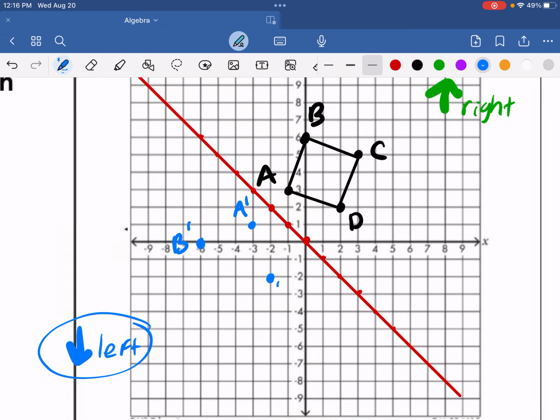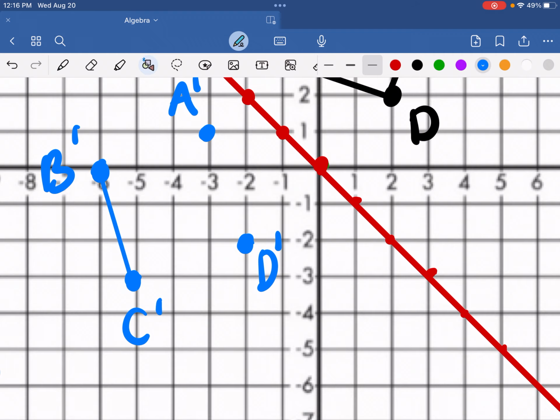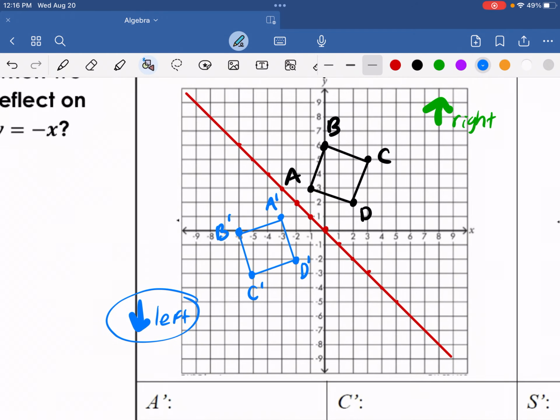And C, I'm going to go down. So this is 5. And another 3 is 8. So now I'm going to go 8 to the other side. And it'd be here. Okay, connect your points. Notice how B should line up with B if you draw a line. A should line up with A, C with C, and D with D.